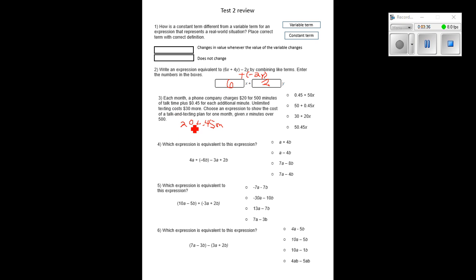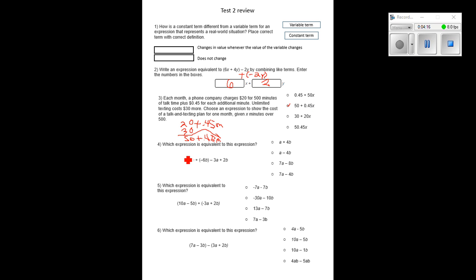The unlimited texting is $30. Well, that's just a one-time fee each month, and they're not going to charge us for any extra texting. So I could just add $30 to that. That's going to give me 20 plus 30, which makes 50. And the 45 cents, represented by 0.45 M, comes down. So my answer has to be 50 plus 0.45 X. Don't get hung up on the variable, whether it's M, X, C, or A. All we know is we need a variable there to represent the unknown.